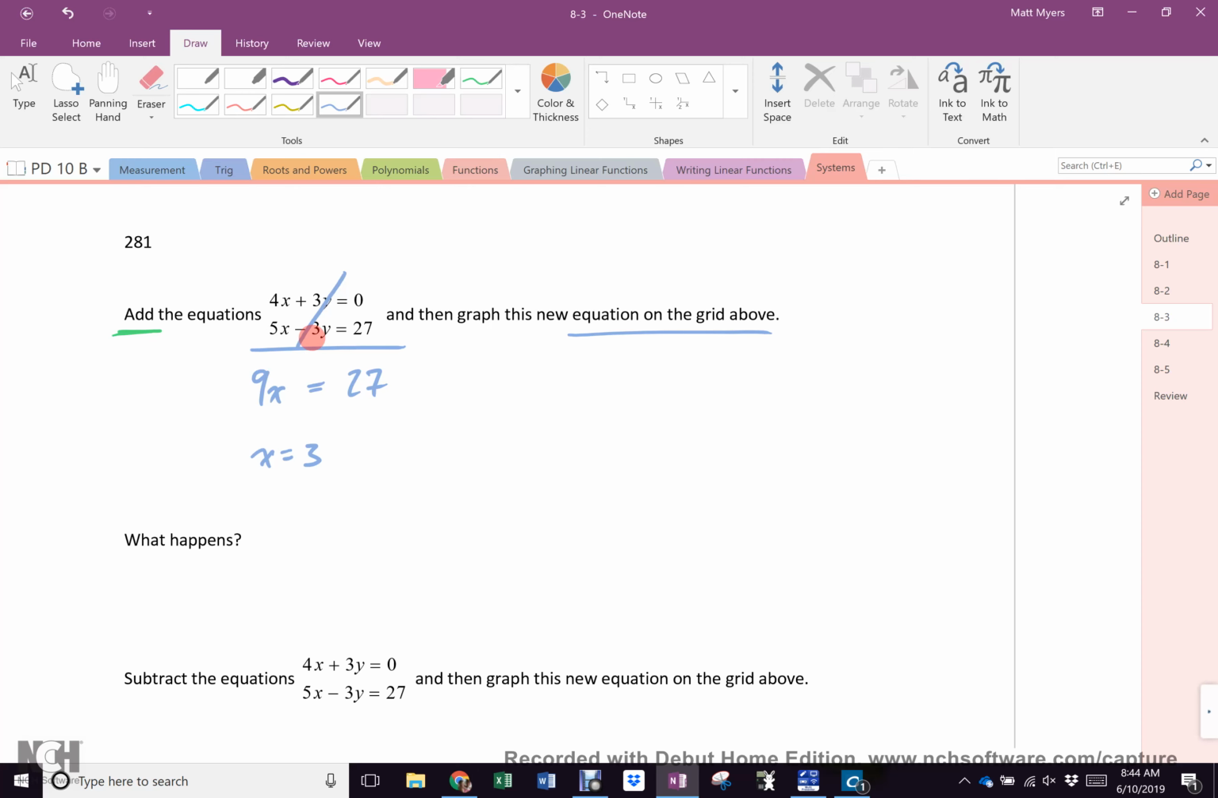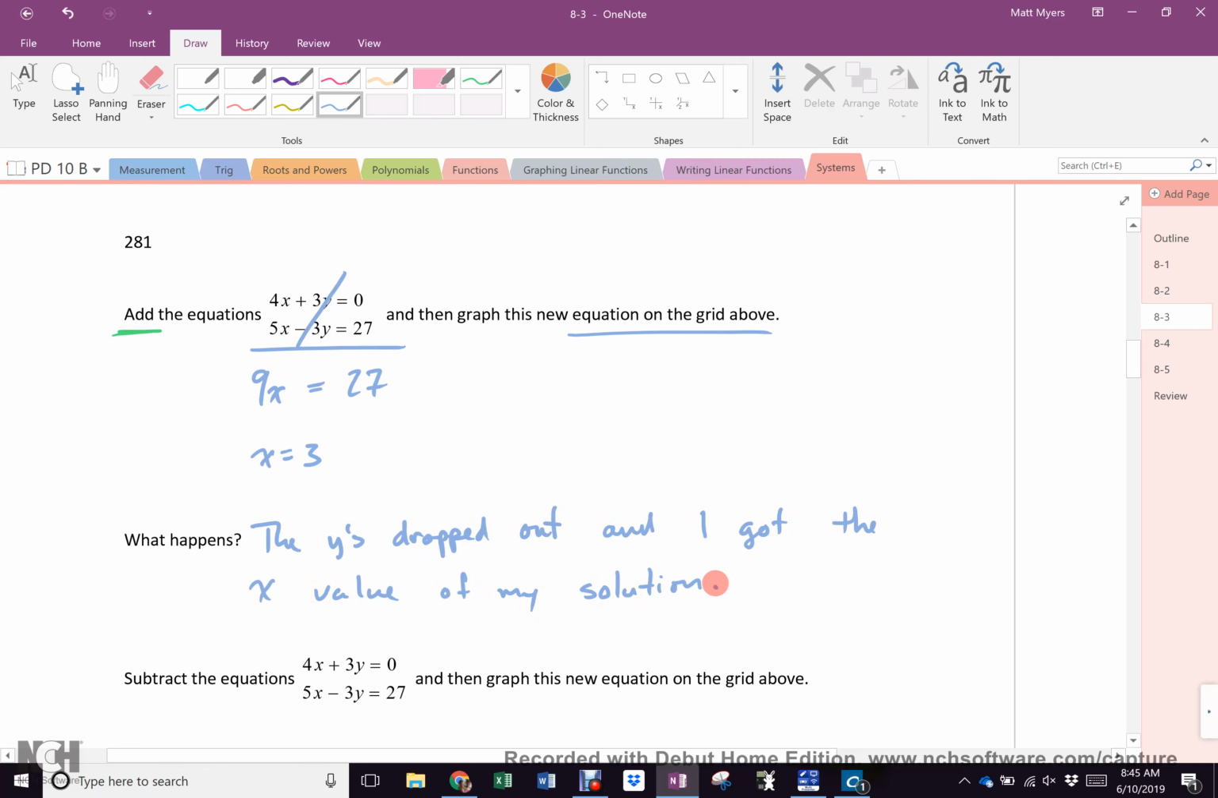What happened? Pardon me? The x's and the y's canceled out. The y's were eliminated. Right? The y's dropped out. And I got the x value of my solution. What if the x's had dropped out? What would I have gotten? The y value of my solution. Everybody cool? Everybody understand? All right.